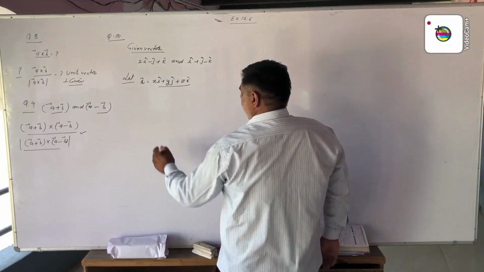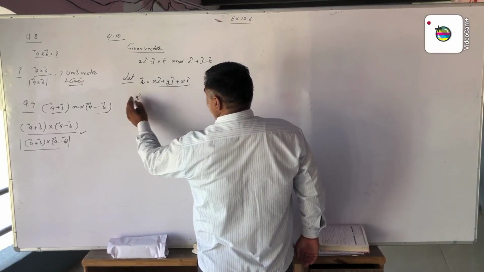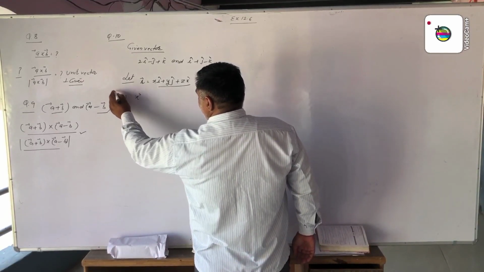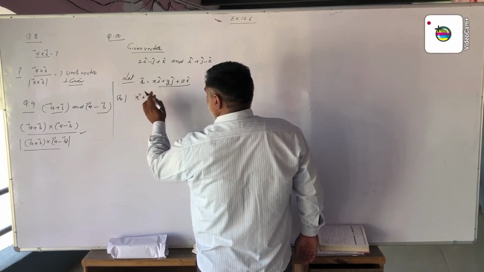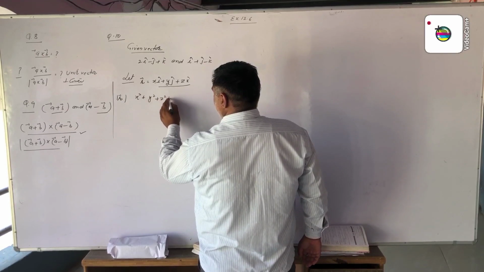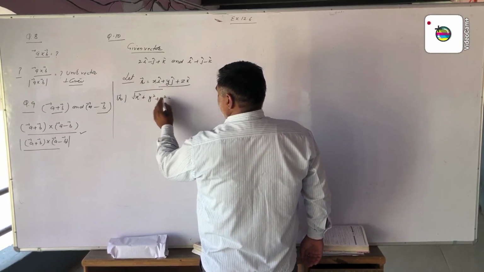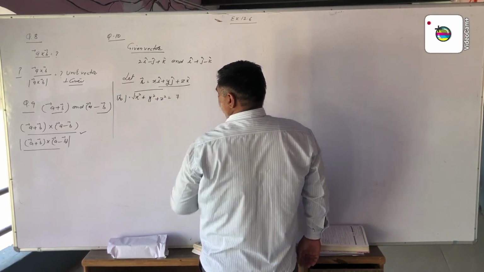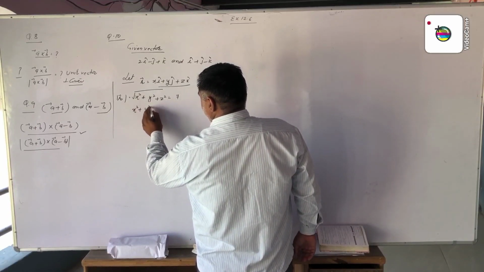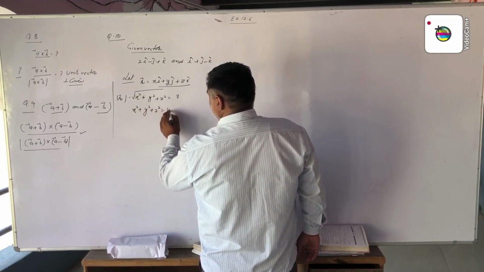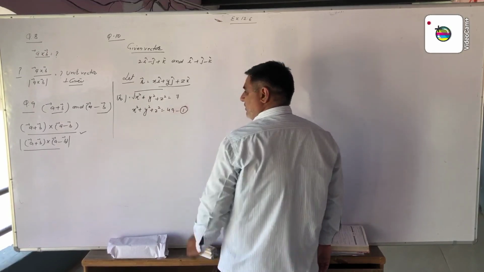It means the magnitude of vector r is equal to the square root of x square plus y square plus z square, equal to 7. It is given. Now squaring both sides we get x square plus y square plus z square equal to 49. This is equation number one.